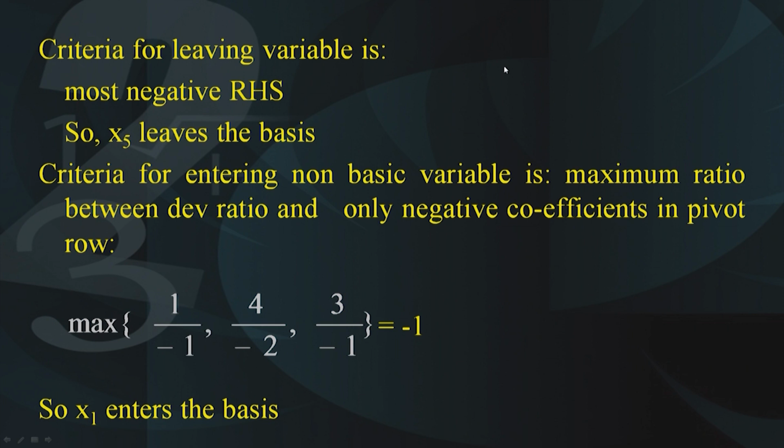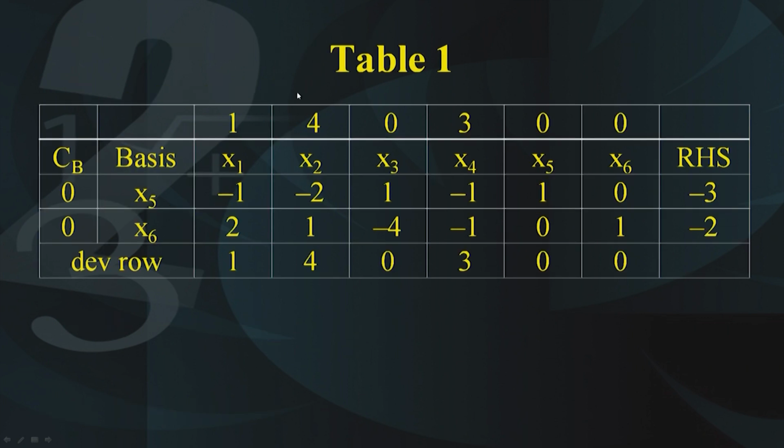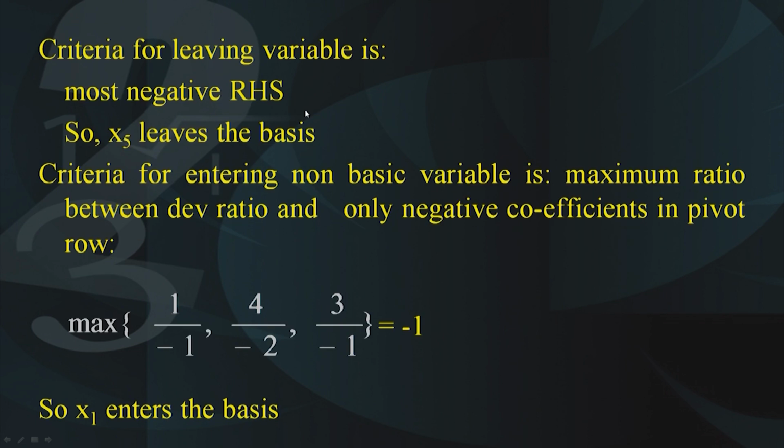So, for the non-basic variables, what are those entries? Let us look at it. 1 and minus 1, that is corresponding to x1. Similarly, corresponding to x2, 4 and minus 2. That is right. And the third one is 3 and minus 1.